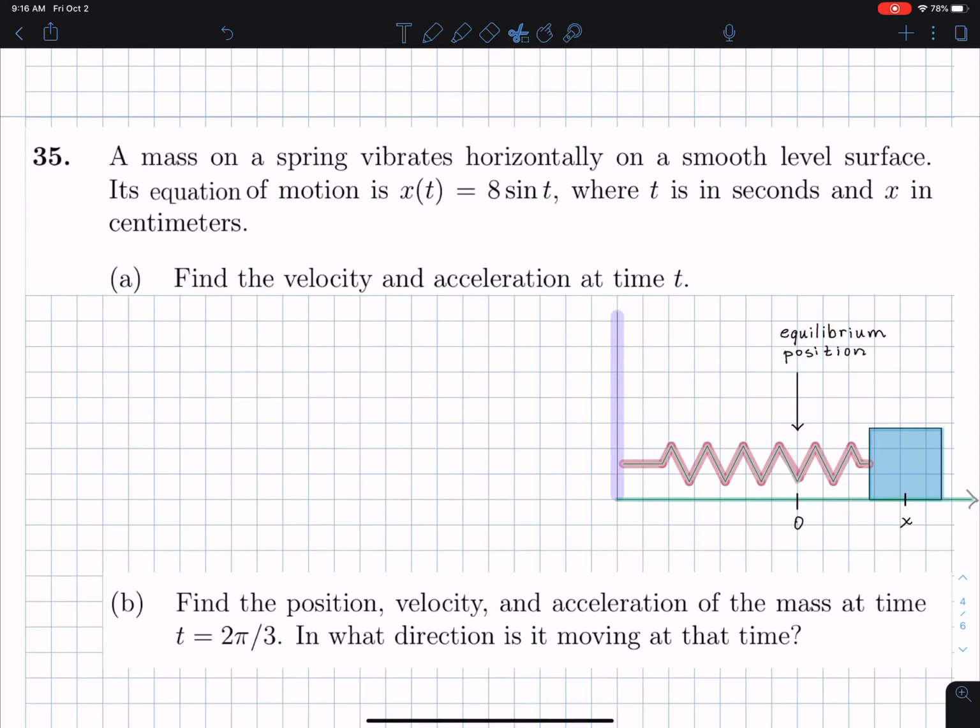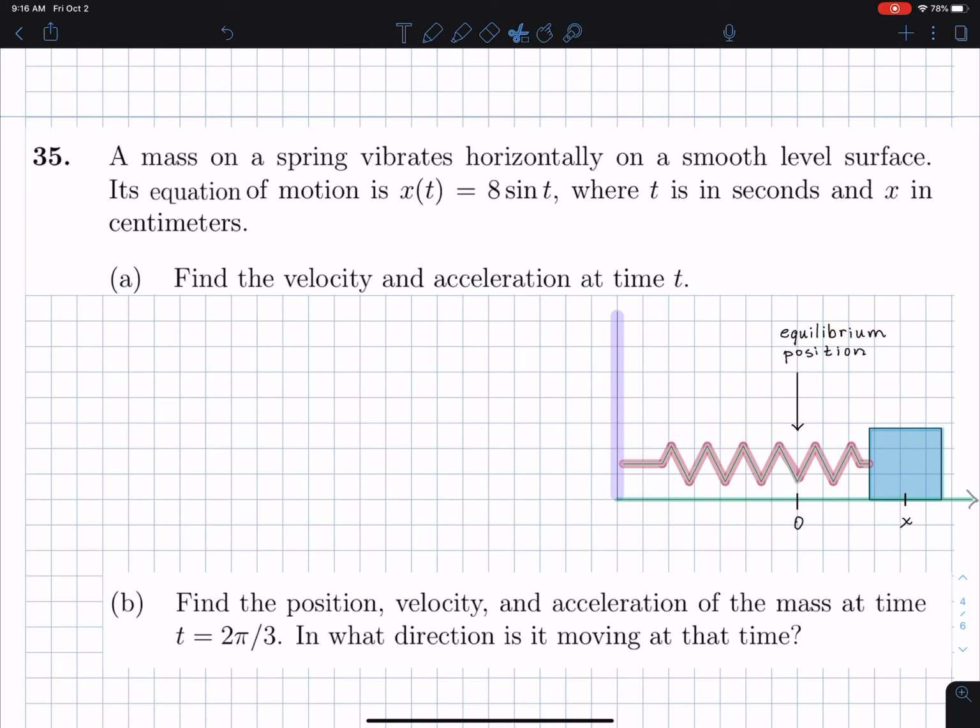T is time in seconds and x is in centimeters. And x is the displacement from an equilibrium position. So x can be positive when the mass is to the left of equilibrium, in which case the spring wants to pull that mass back towards the wall. But when the mass gets pulled back towards the wall, then the mass is to the left of the equilibrium, and then x will be negative, and the spring will want to push the mass away from the wall.